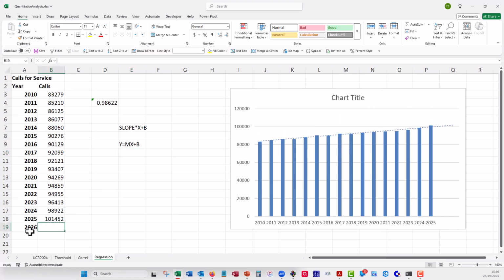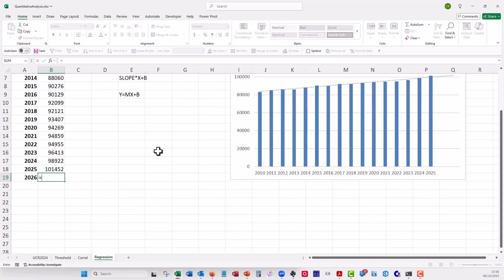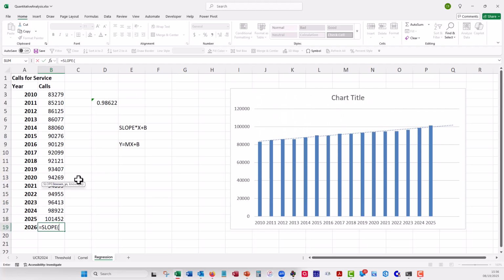So down here in 2026, that's the y variable, and we're going to say that equals the slope of the data set. And here, unlike correlation, the order matters. So we have to do the y's first. B3 to B18.